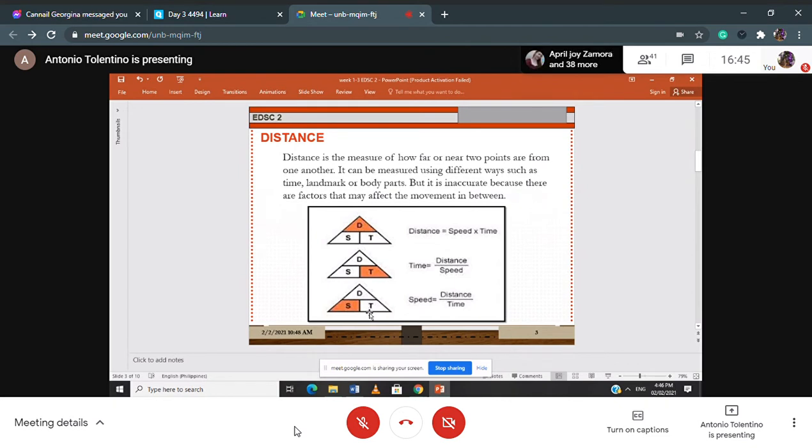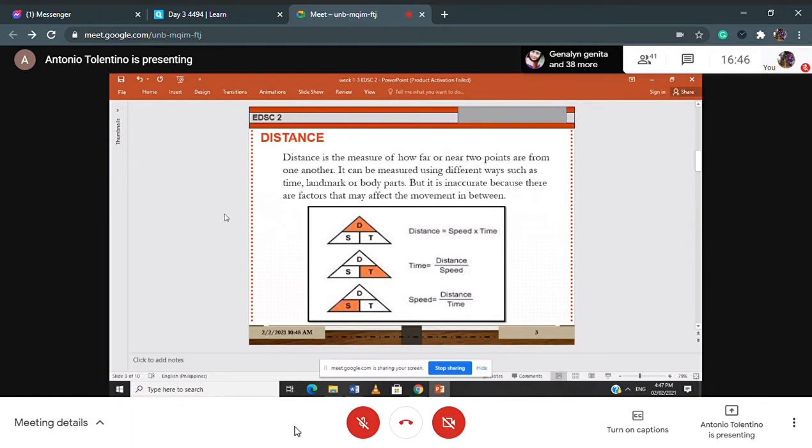So, what is distance? Distance refers to or measures how far or near two points are from one another. It can be measured in different ways: through body parts, or through units like kilometers, meters, and miles. And sometimes distance is affected by the speed and the movement from one point to another.